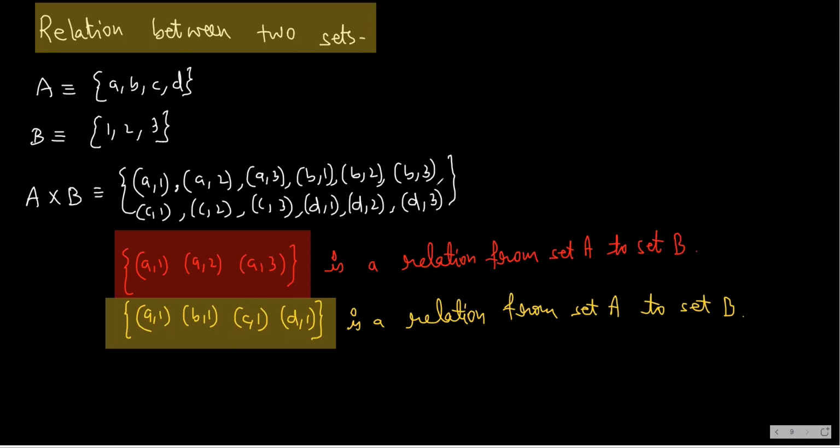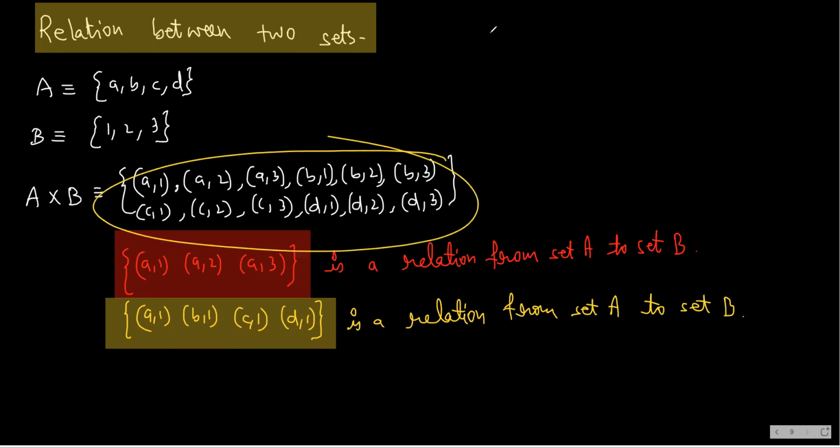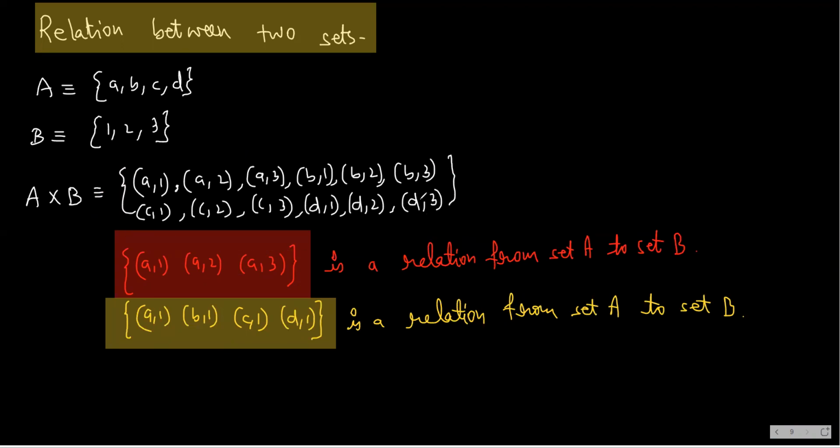If you have a question that we can have many subsets of A cross B, so are we going to have that many relations from set A to set B? Yes, you are right. You can have many subsets of A cross B, so you will have that many relations from set A to set B. Remember that. So how many relations are we going to have from set A to set B?